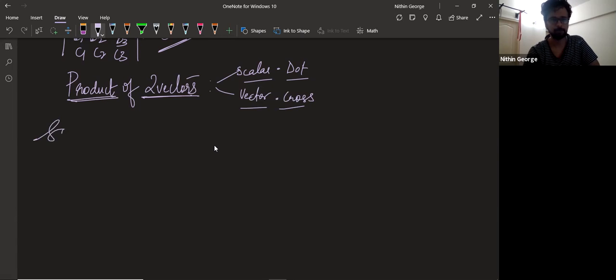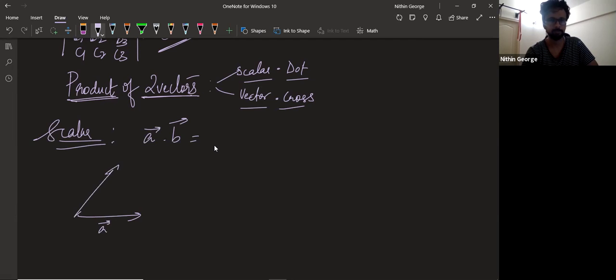All right. So we'll be dealing with scalar product now. What is scalar product? You find the scalar product of two vectors A and B. So there's an A vector and there is some B vector. This is nothing but mod A into mod B into cos theta.